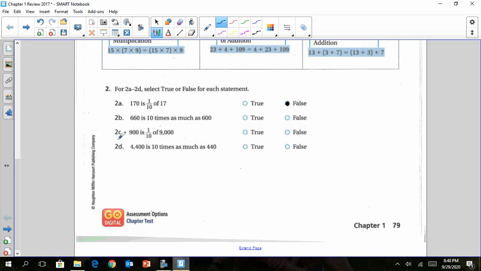2b is 660 is 10 times as much as 600. 660 is not 10 times as much as 600 because it has just 660 and not 6,000. And to be 10 times more, it would have one extra zero. It does not. It is false.